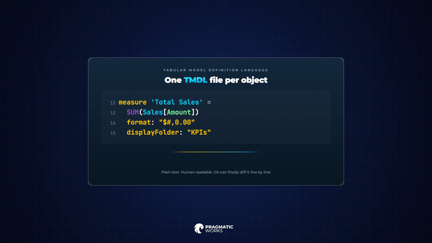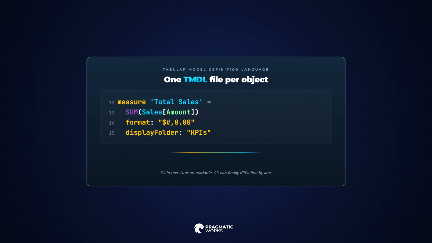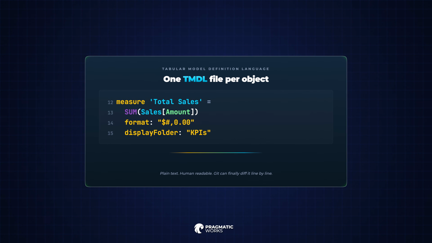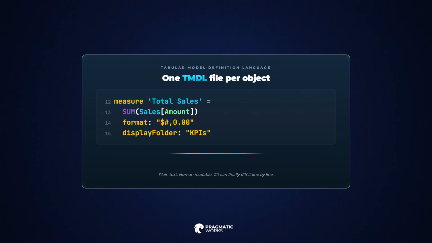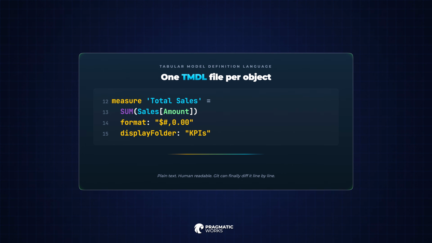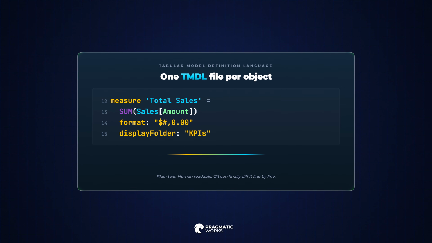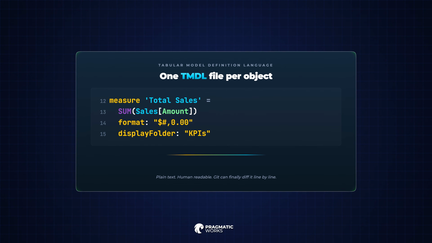Now, when developer A updates a DAX measure and developer B updates a report visual, those are changes in different files, so Git can track them independently. You can diff exactly what changed. You can merge both sets of changes together without one overwriting the other. You can review a pull request and see a clean line-by-line breakdown of every change before it goes into production.